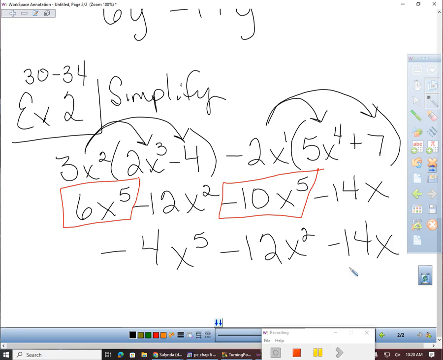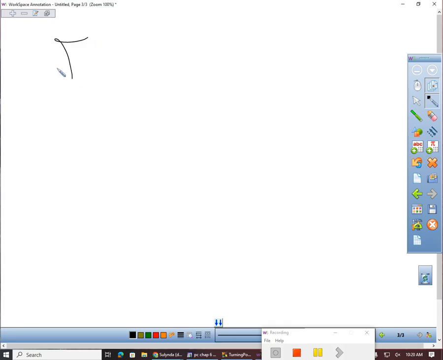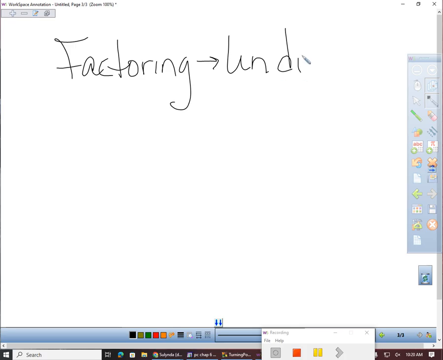Okay. All right. So then the other thing we need to talk about today is what this book calls factoring. When we are doing factoring, what I call it is undistribute. So we were just distributing everything into a parenthesis. What we're going to do is undistribute it out. So we're going to take what's in common and put it out. All right?